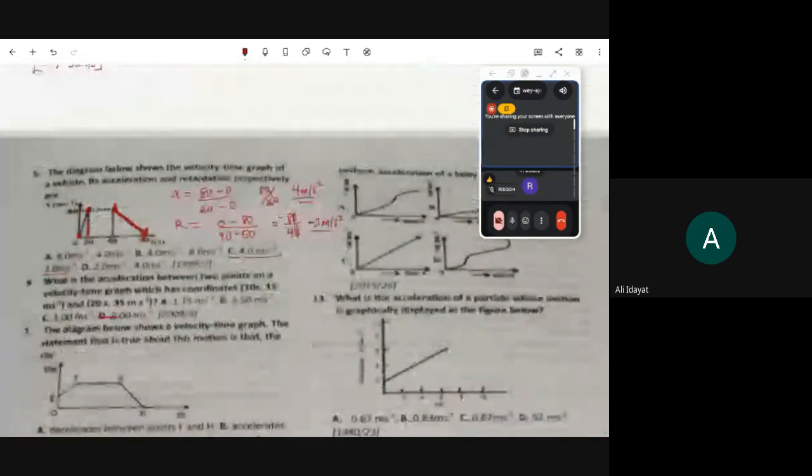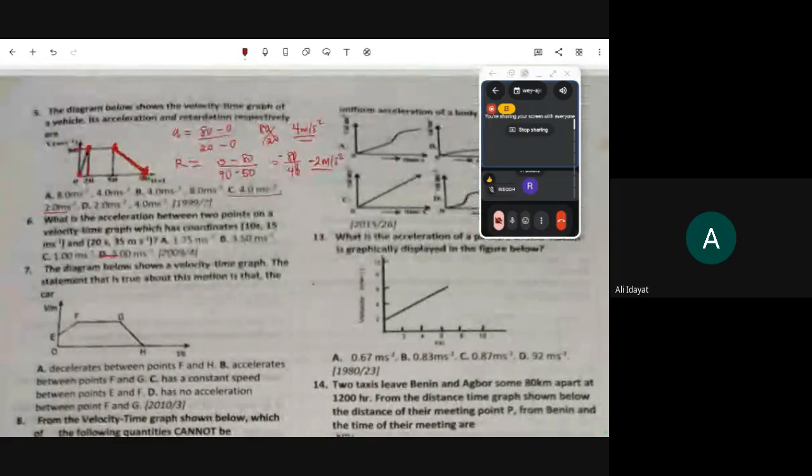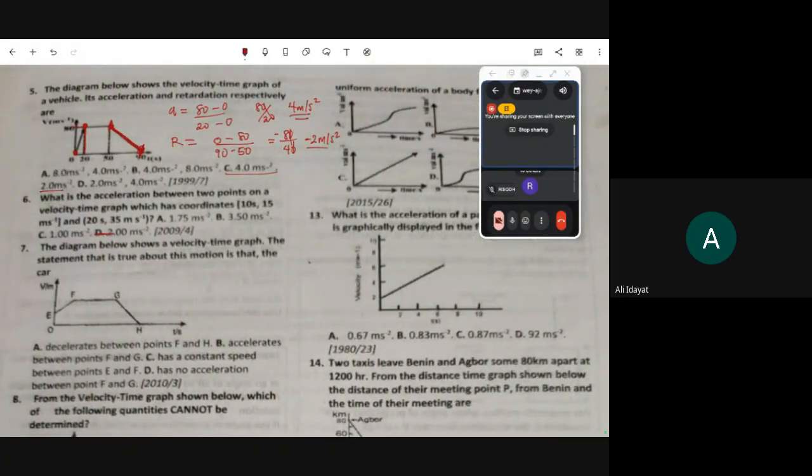Question 7. The diagram below shows a velocity time graph. The statement that is true about this motion is that the car A decelerates between point F and H. Point F and H is not just deceleration. From F to G is constant first, no acceleration. Then G to H is deceleration. So if you now say F to H is deceleration, you are wrong. Accelerate between point F and G. Point F and G, there's no acceleration. So that one is also wrong.